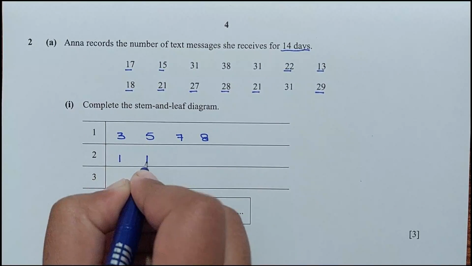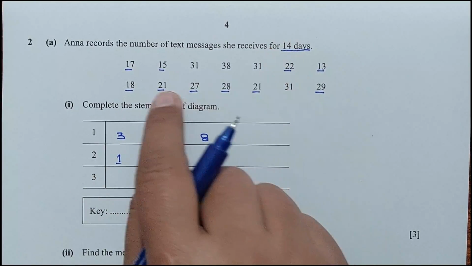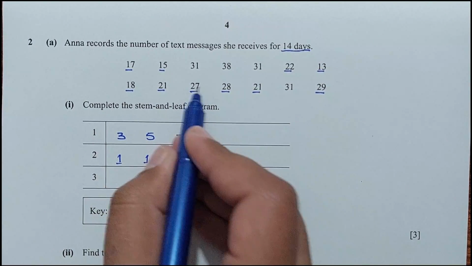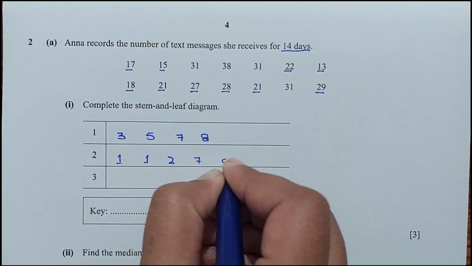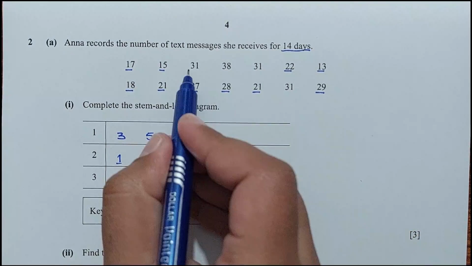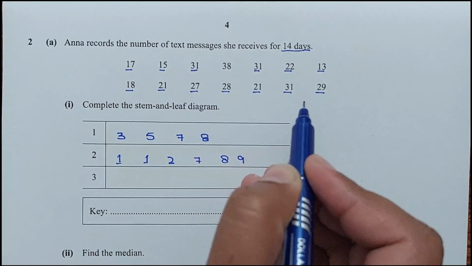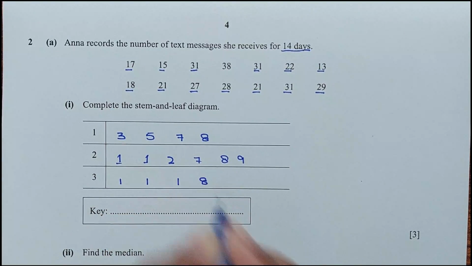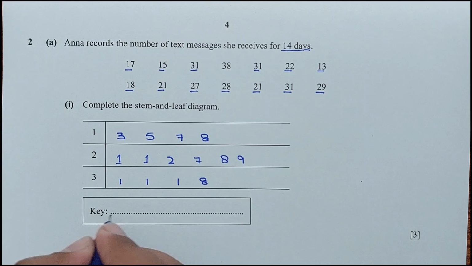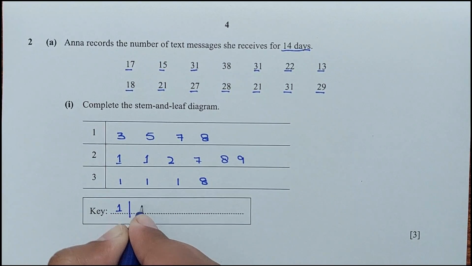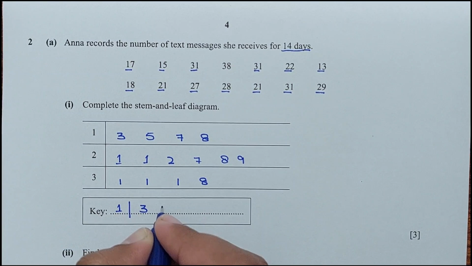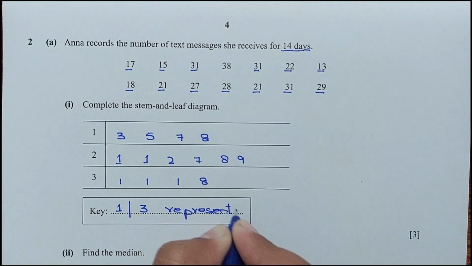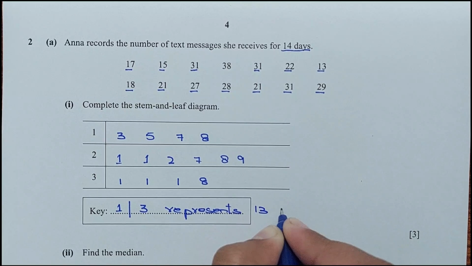So there are two 21s, right? And then 22, and then 27, 28, and 29. With 3s, we have 31 and 31 and 31, and then 38. So 31, 31, 31, and 38. And what is the key? The key is 1 and 3 represents 13 text messages.